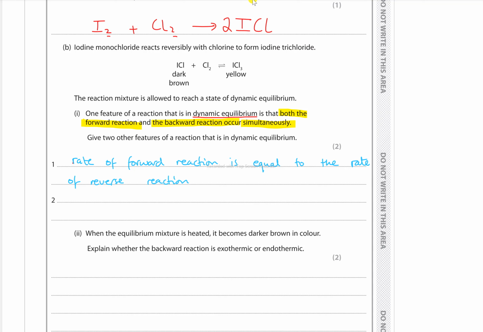Right, and this is the key. This is where it can go wrong. This next one: the concentration of products and reactants remains constant, not the same, not equal, but constant. There's a subtle difference. So we're saying the rate of forward reaction is equal to the rate of reverse reaction, and we're saying the concentration of products and reactants remains constant.